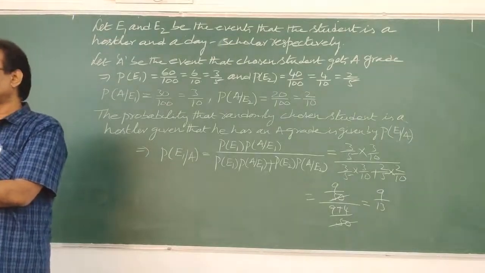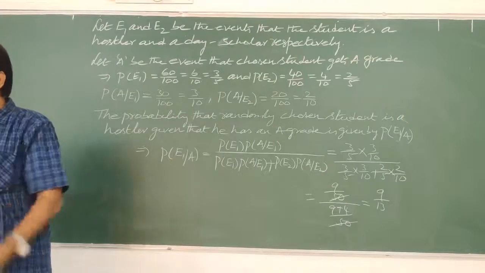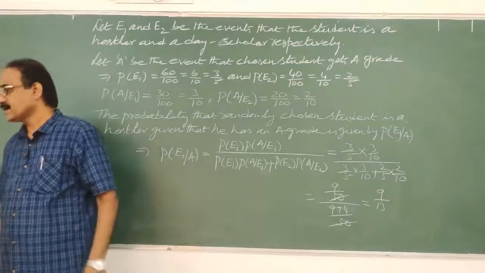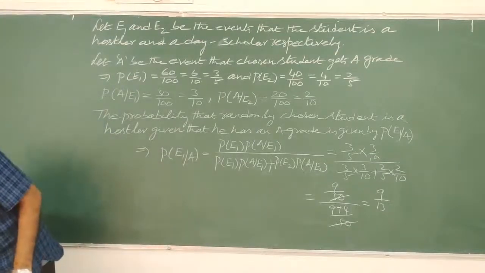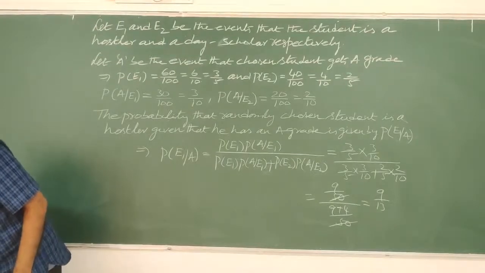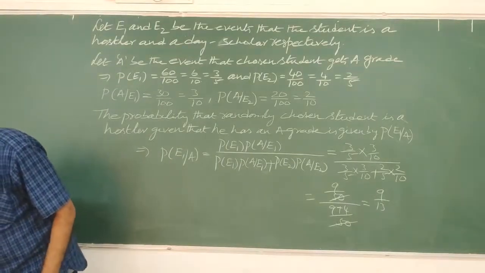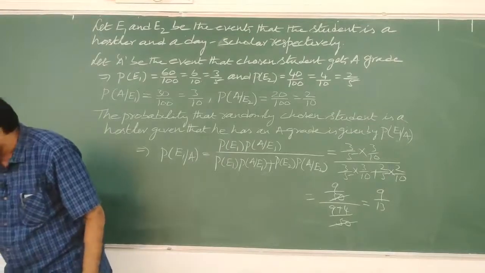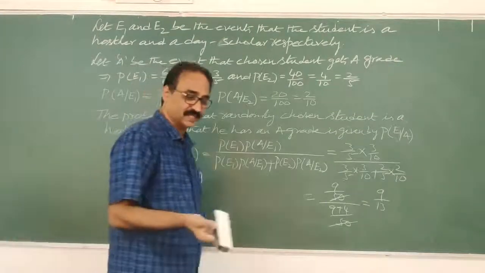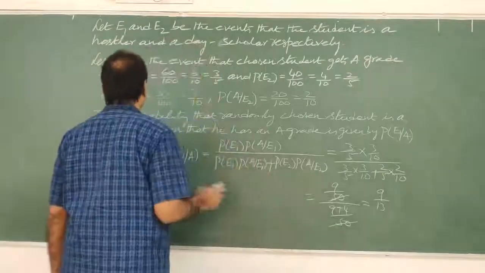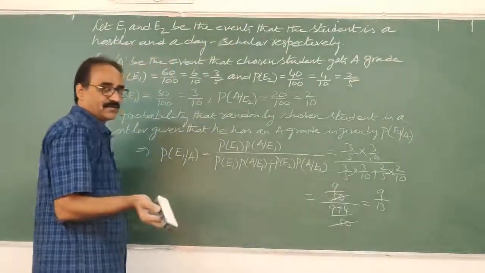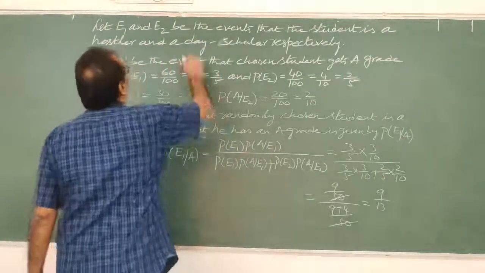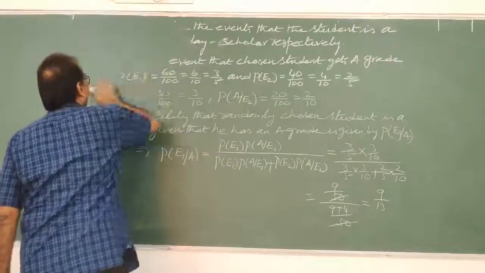Let us move to the next problem. 100% guarantee that you understood. You only have to practice more, especially how to represent. One problem is given, immediately you should go for the sample space, and in that how many events are there. Are you clear, shall I repeat? Okay, now let us go to the next problem.